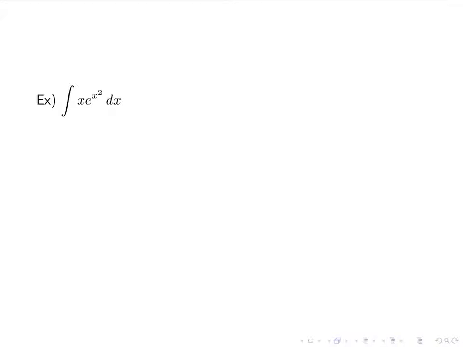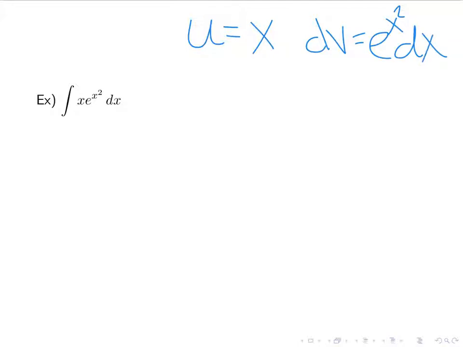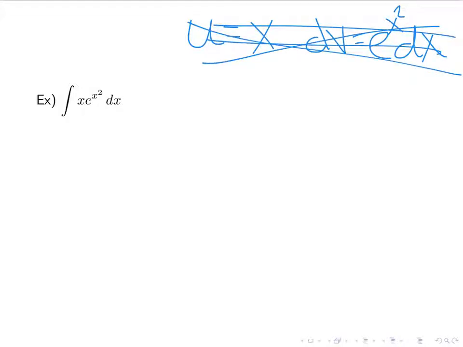Okay, here's our last one, the integral of x e to the x squared dx. I have a product here. I've got an x, I've got an e to the x squared. So you might want to think that I'd let u be my polynomial and let dv be my exponential. But don't forget, by parts is a last resort. This is not a by parts problem.